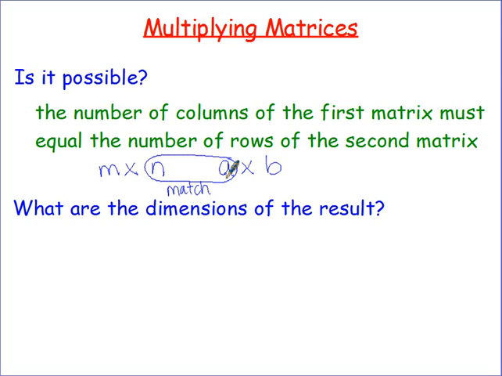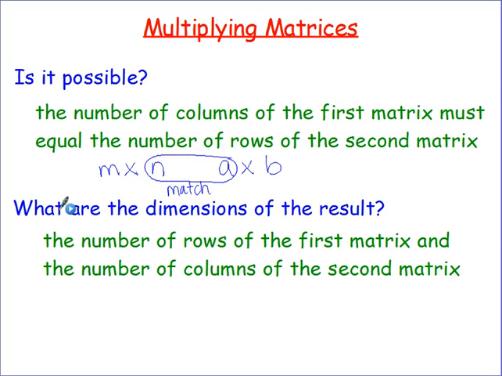Well, then the next question becomes, what are the dimensions? So we now need to know what are the dimensions of the actual result. Like once we do the multiplying, how big is that answer going to be? So here's your rules for that. It is the number of rows of the first matrix and the number of columns of the second matrix.